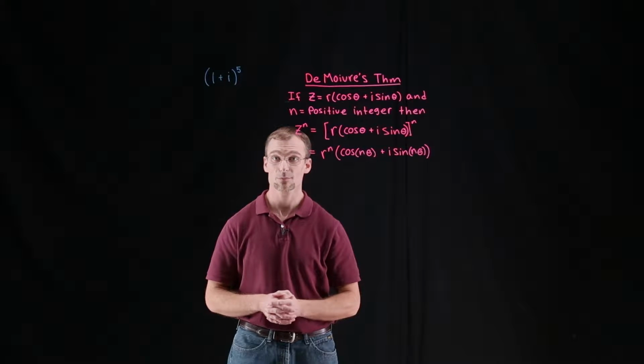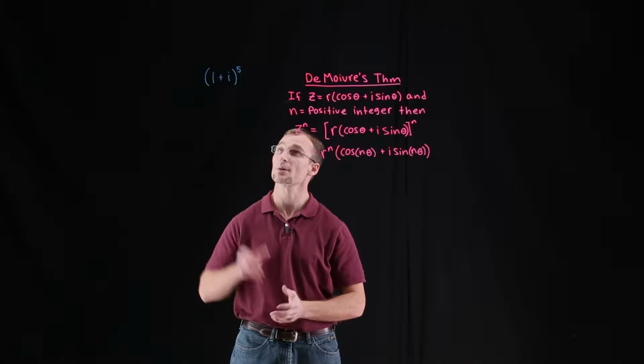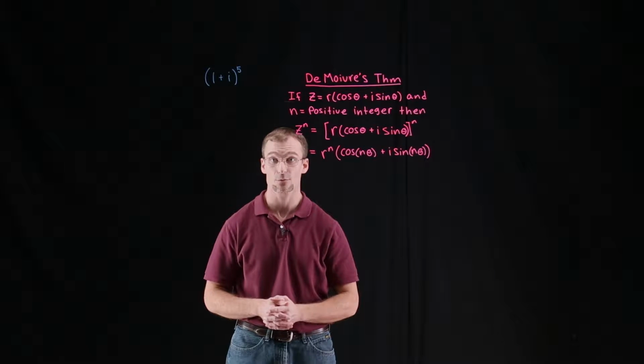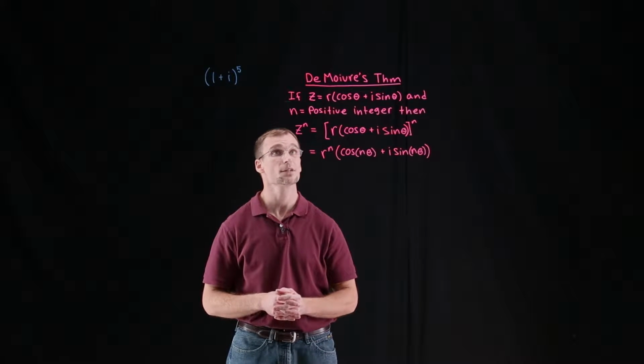Hello everyone, I'm Adam. In this problem, what we want to do is use de Moivre's theorem to find the power of a complex number, which we have here, (1 + i)^5, and then write that in standard form. So first, let's review de Moivre's theorem.